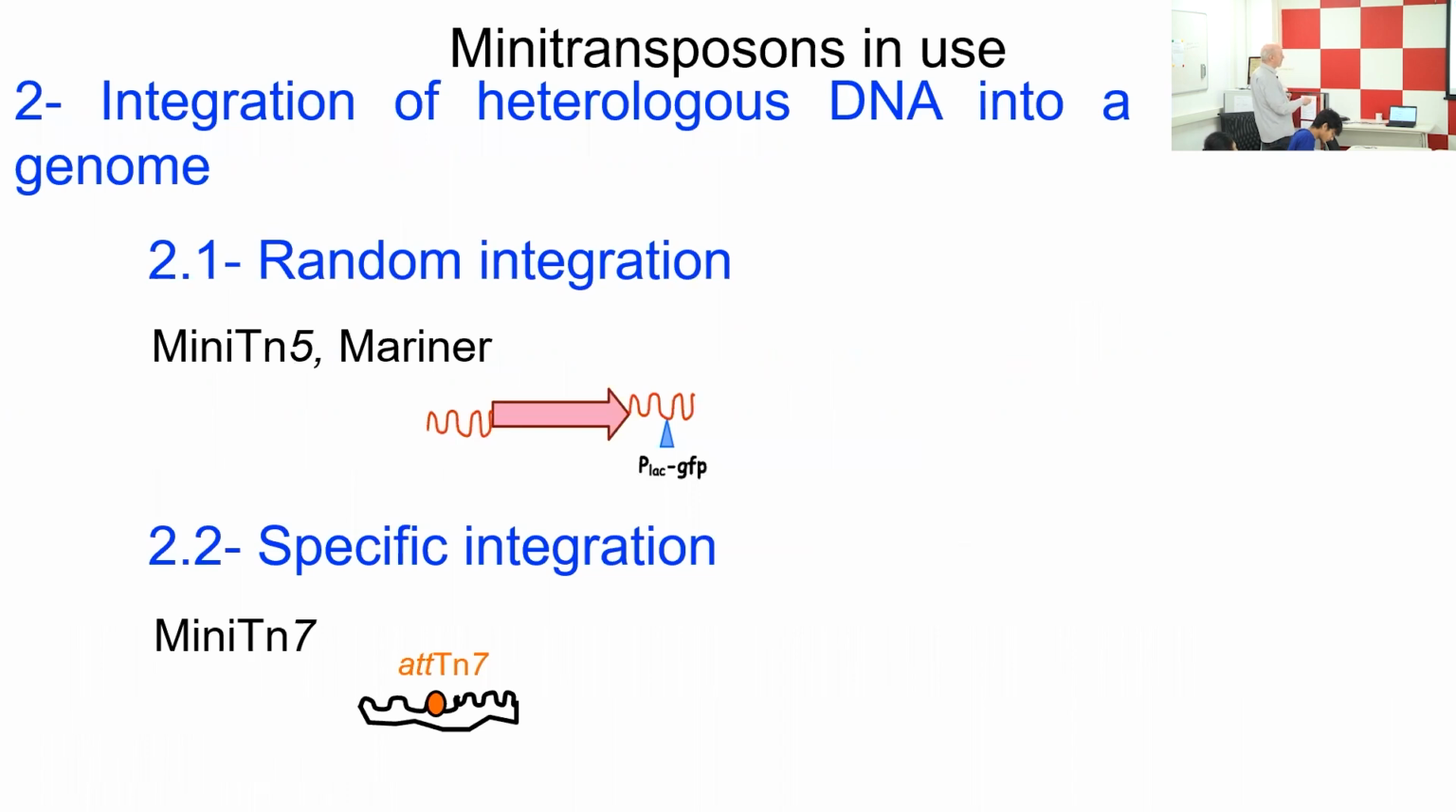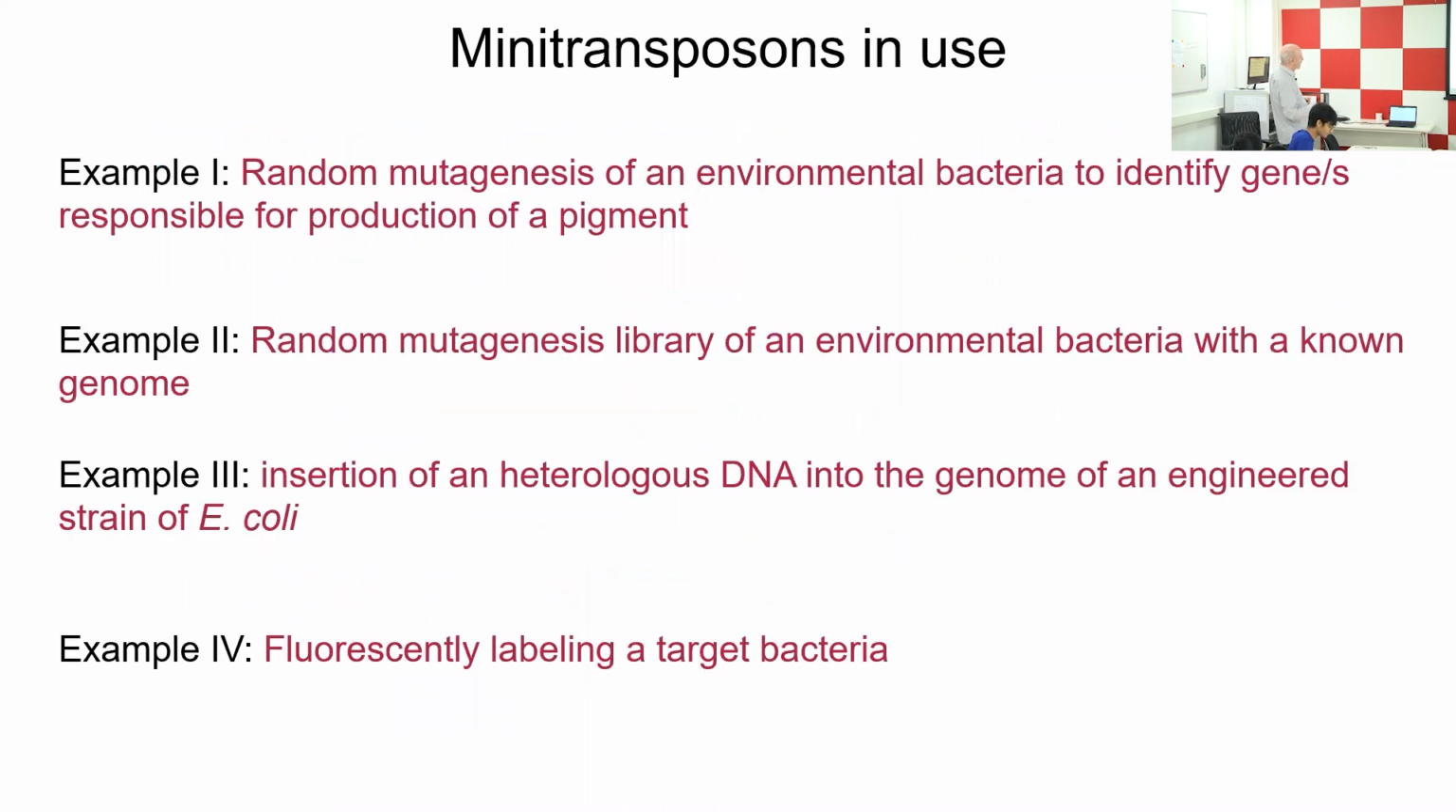For random integration, you have the mini Tn5 and the Mariner system, or Tn10 as well. So you have some choices that you can make. The differences have to do with the frequencies of inserting different types of DNA sequences. Tn5 has the tendency to go more into AT-rich regions. Mariner is more promiscuous. It can go to different locations. And in the case of Tn7, it's not possible to go to different locations. It will always go to the attTn7 site that is in the genome of your target bacterium.